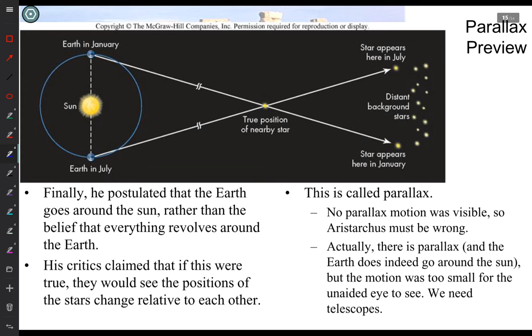Now, was it accepted before the time of Christ? No, it wasn't. Unlike the spherical nature of the earth, the earth going around the sun was not accepted. For good reason.